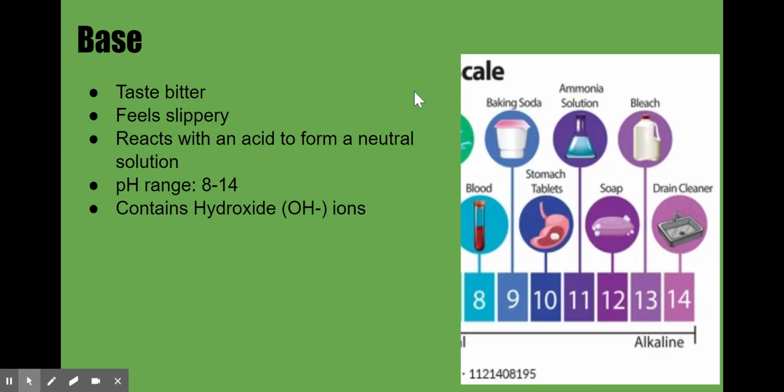If something is a base, it would taste bitter. It might feel kind of slippery. It would react with an acid of the same strength to form a neutral solution. The pH range is 8 to 14 and it contains an excess of hydroxide ions. So here you can see things like baking soda, bleach, cleaners, things like that, soap.